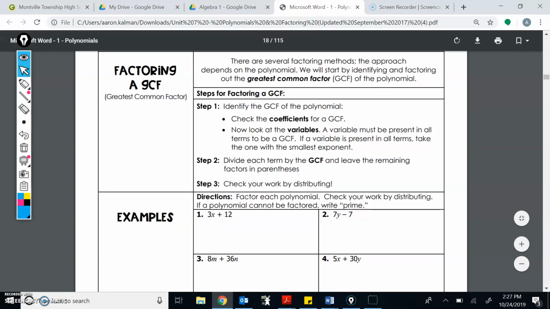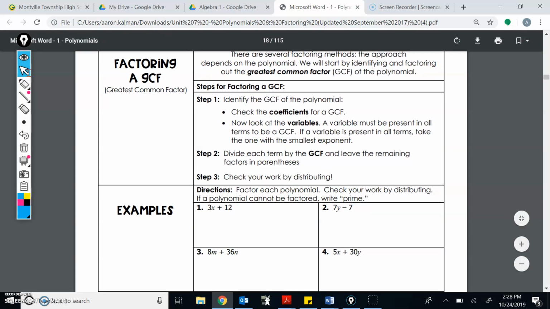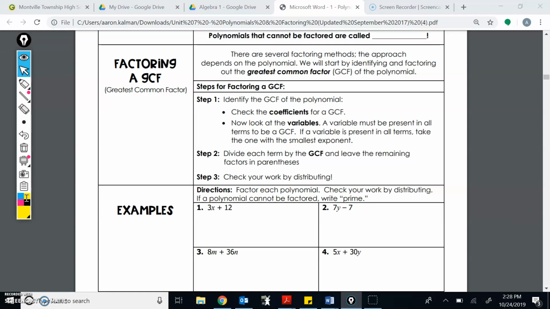Well, before we do examples, we need to just go over the steps for factoring and finding the greatest common factor. Step 1, you are going to identify the GCF. The GCF is made up of two parts, the GCF of the coefficients and then the GCF of the variables. We'll talk about how to get the GCF of variables. I'm pretty sure you guys know how to do a GCF of coefficients. The second step is you're going to divide each term by that GCF you took out, and you're going to leave the remaining factors in parentheses. And then step 3, always check your work through distribution.